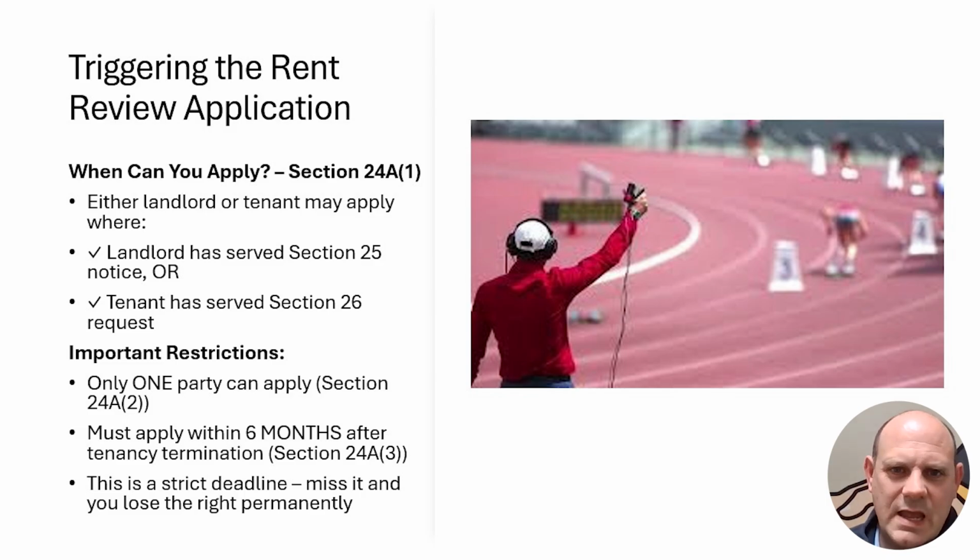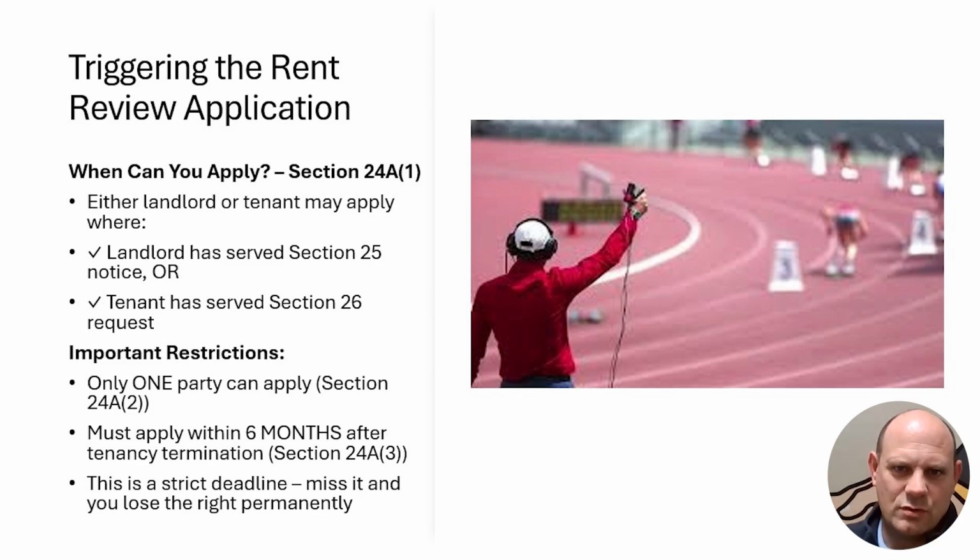Section 24A, subsection 2 provides that if one party has made an interim rent application, the other party cannot make a separate application unless the first application is withdrawn. More significantly, Section 24A, subsection 3 provides that no application can be made more than 6 months after the termination of the relevant tenancy. This is a strict time limit, so if you miss it, you've lost your right to apply for interim rent.